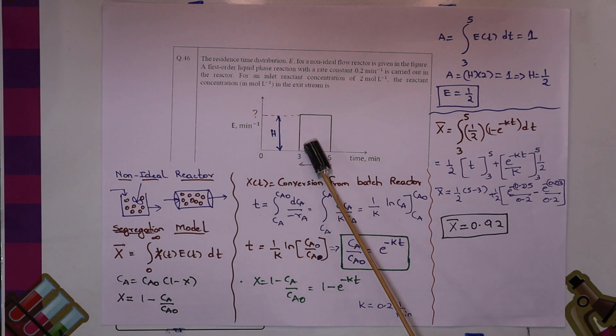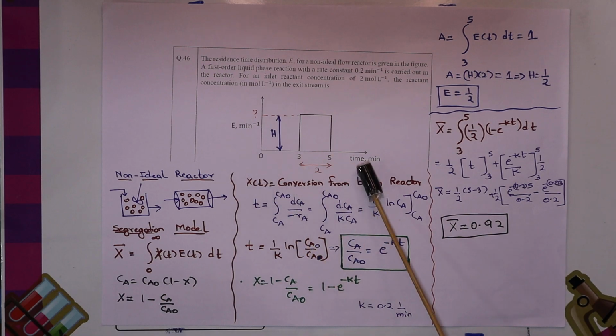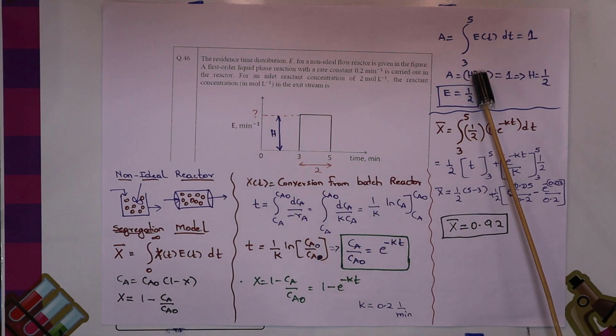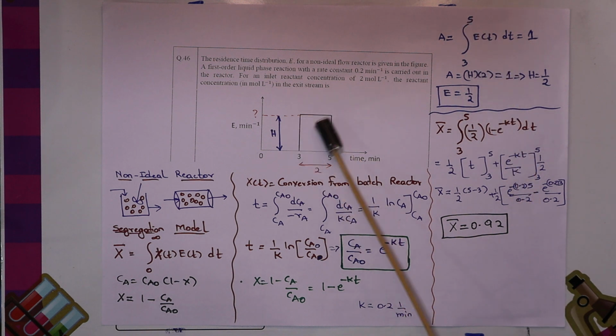What is this area under the curve? With E on the y axis and time on the x axis, the area under the curve is between the limits 3 to 5. You have to find out the integral of E of t dt. That means E of t dt is the area under this curve between the limits 3 to 5.